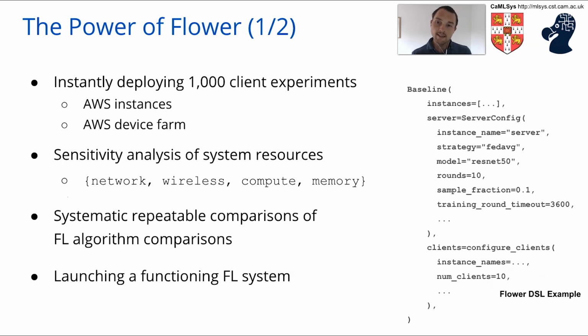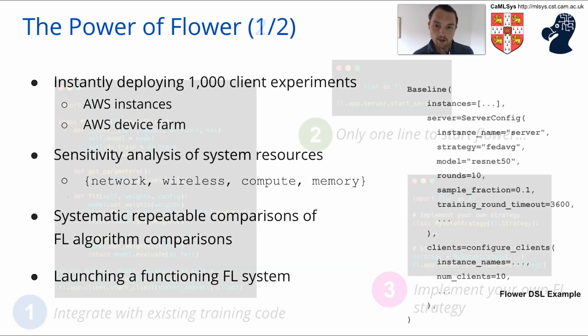It's also possible to very easily do analysis of different networking, wireless, compute, and memory configurations using the components I've mentioned. Now finally, it might not be obvious from the way I've been describing the system, but it's completely possible to use Flower to run an actual functioning federated learning system if your interests really lie in building an actual application and studying application-level questions rather than exploring system parameters. So you can use Flower to run any type of federated learning system you might want to consider.